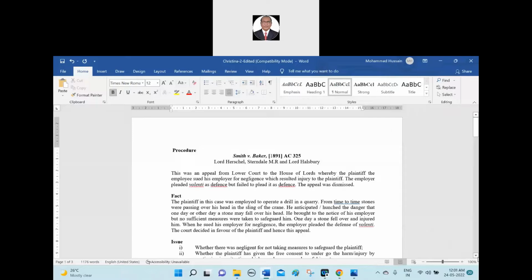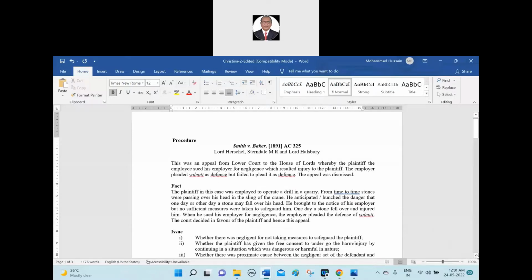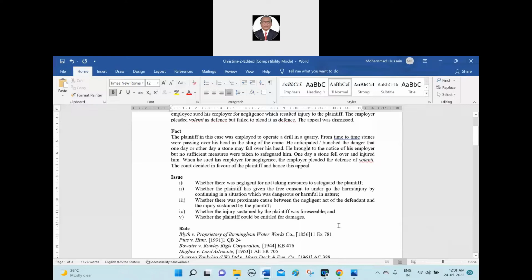Later, I did not say issues, I said issue. Issues can be written as: Roman one, whether there was negligence for not taking measures to safeguard the plaintiff; two, whether the plaintiff has given free consent to undergo the injury by continuing in a situation which was dangerous or harmful in nature; three; four, whether the injury sustained by the plaintiff was foreseeable; and the last one, five, whether the plaintiff could be entitled to damages. These were the issues. Question of law.